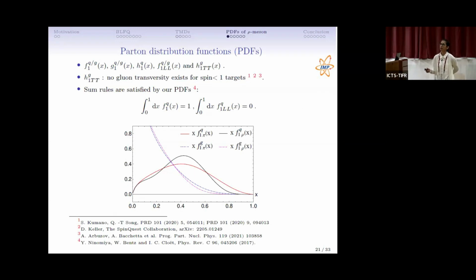Now the parton distribution functions. These are the parton distribution functions for the quark and gluon case for the spin-1 system. This h1TT g cannot be found for systems with less than spin-1, so it can only be achieved for spin-1 or higher spin systems. We also satisfy the sum rules for these PDFs. And here we compare our results for the pion and rho meson, just to show the difference of these two distributions in our approach for the unpolarized PDF.